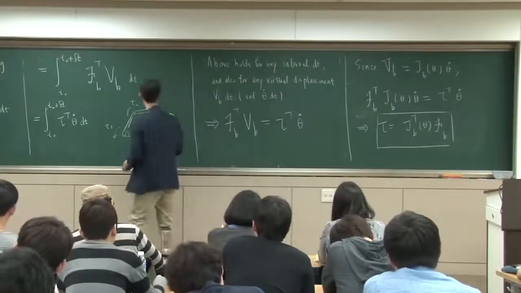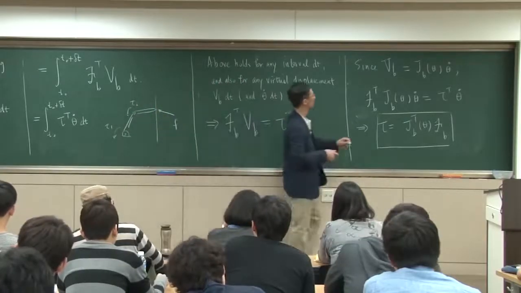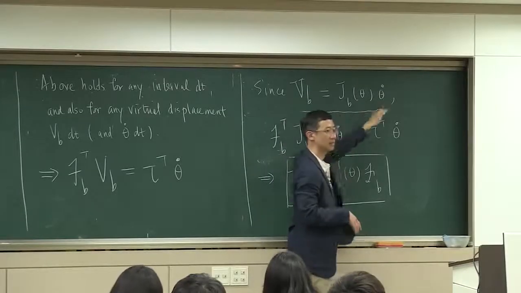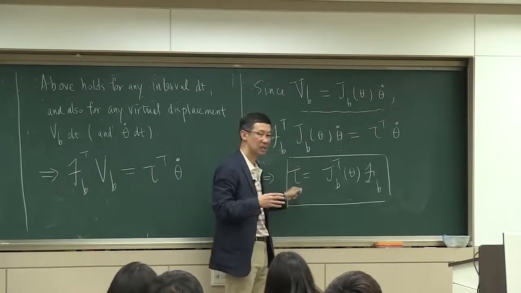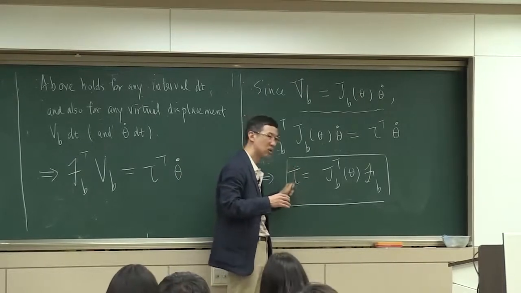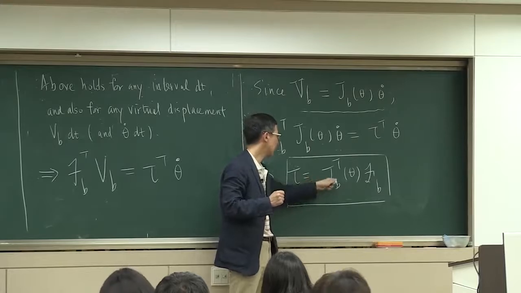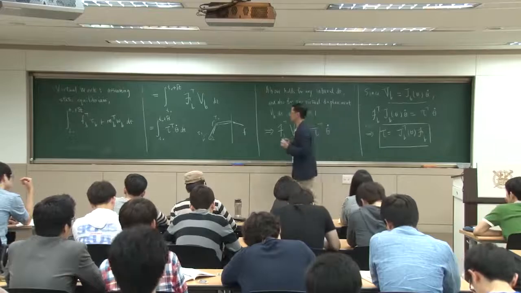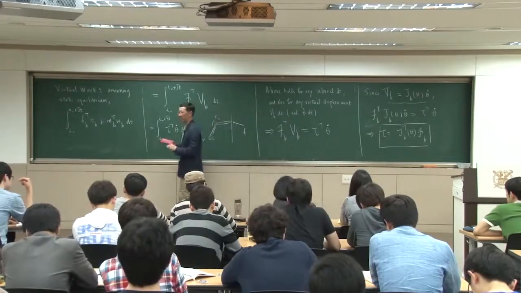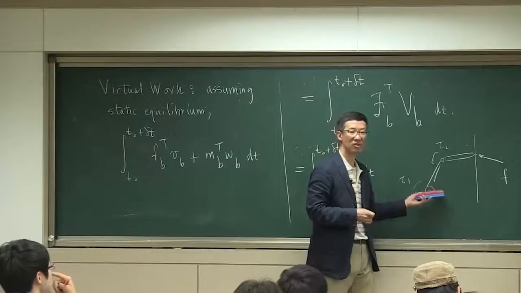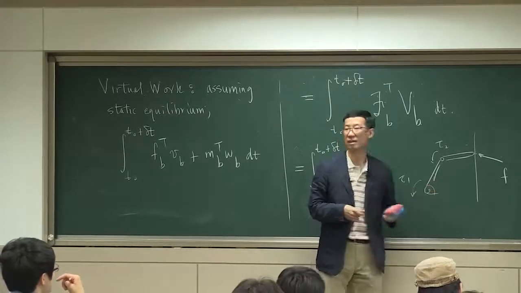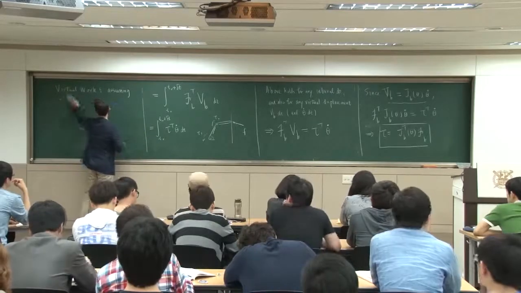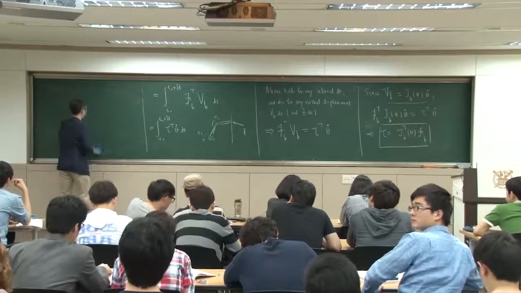So contrast that with this. V is Jacobian times theta dot. In the static case, we have the input joint torque tau is J transpose times F. So now you can answer this question.